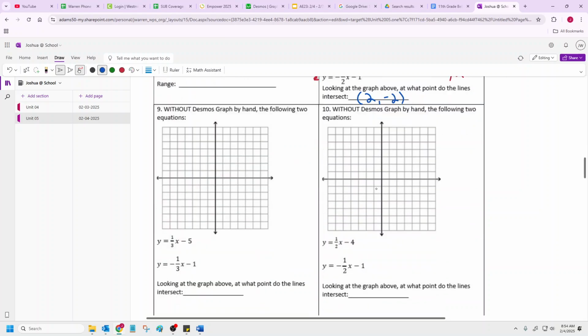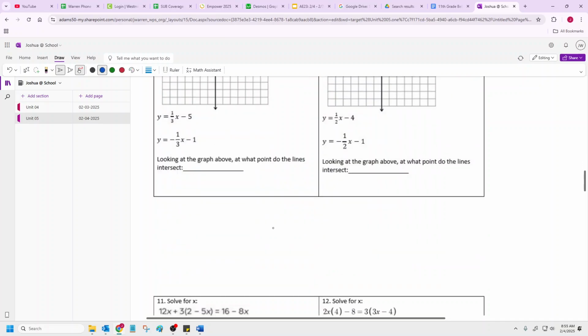All right, we're going to go down over here. You can see all these. These are all the practice problems. These intersect at pretty numbers. So if you're getting weird intersection points, you're doing something wrong.